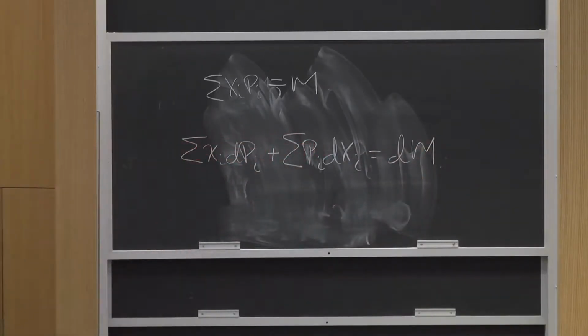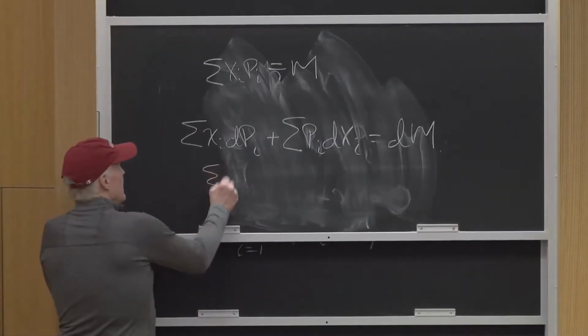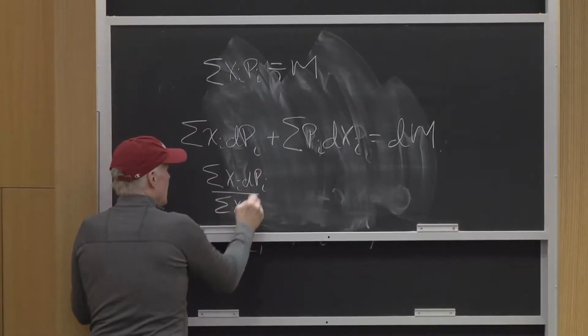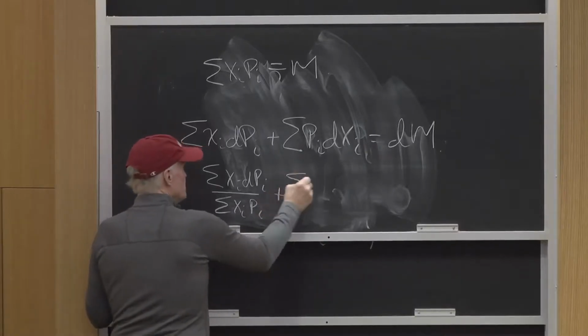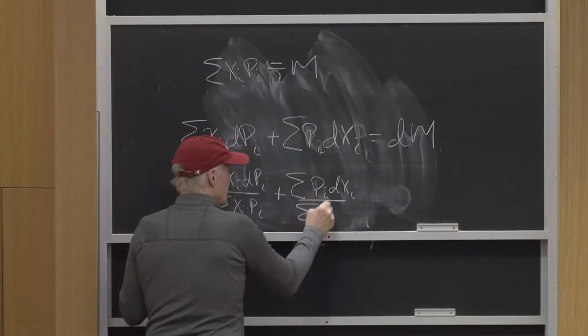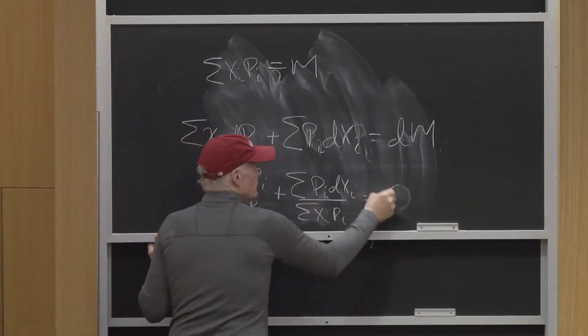Okay? Everybody agrees with that, right? Yes, no, maybe so. Okay. Then I'm going to take that equation and divide by the budget constraint. Just divide through. So then I'm going to get the sum of the xi dpi over the sum of the xi pi, plus the sum of the pi dxi divided by the sum of xi pi, equals dm over m.